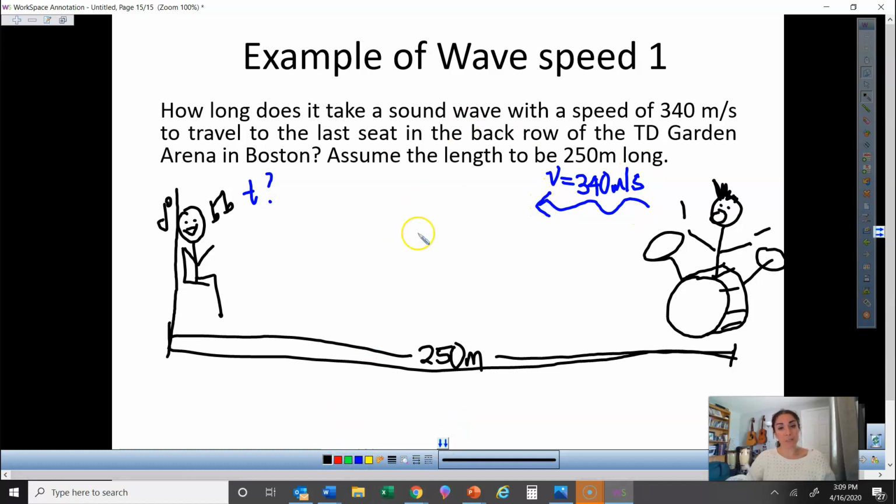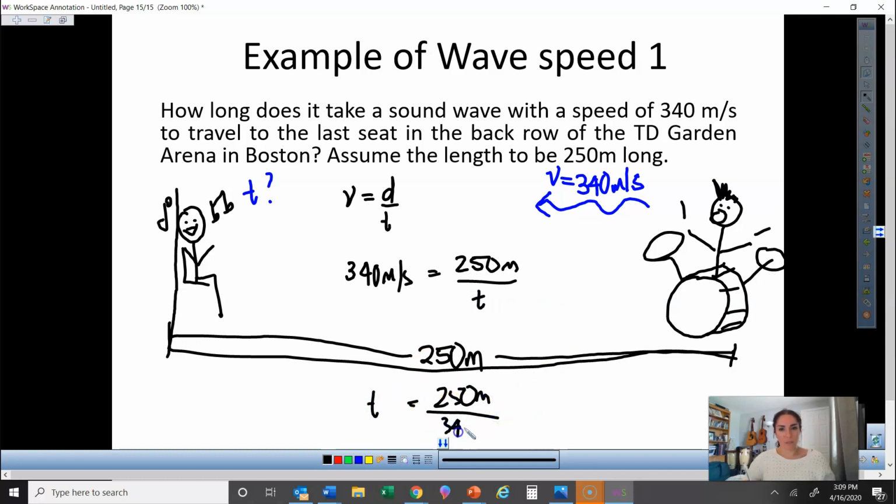So, notice there's no frequency in this equation, so we're going to use the distance over time equation. The velocity is 340 meters per second. The distance, 250 meters, over t. To solve this, t is 250 meters divided by 340 meters per second. And then we're going to go ahead and calculate 250 divided by 340. We got 0.735 seconds. Took almost a second to get to me. That's pretty crazy if you think about it. So that's how long it took that wave to get to me right here. So fun fact.